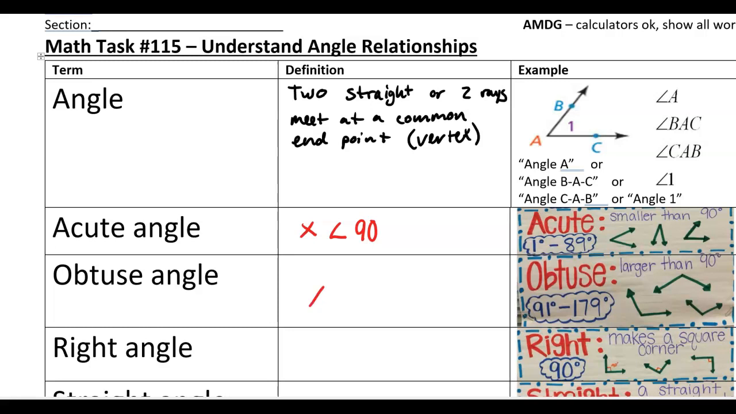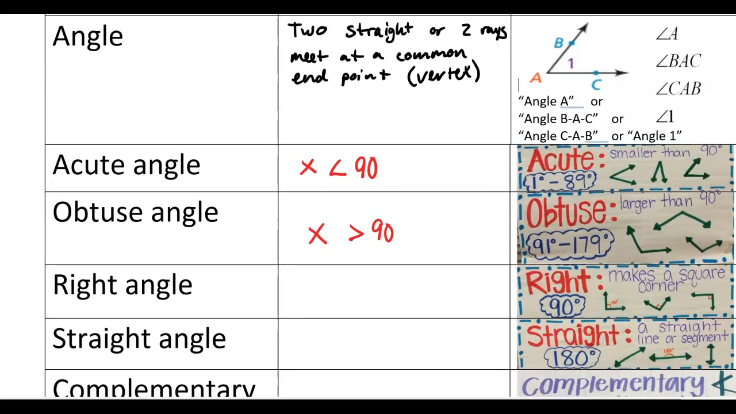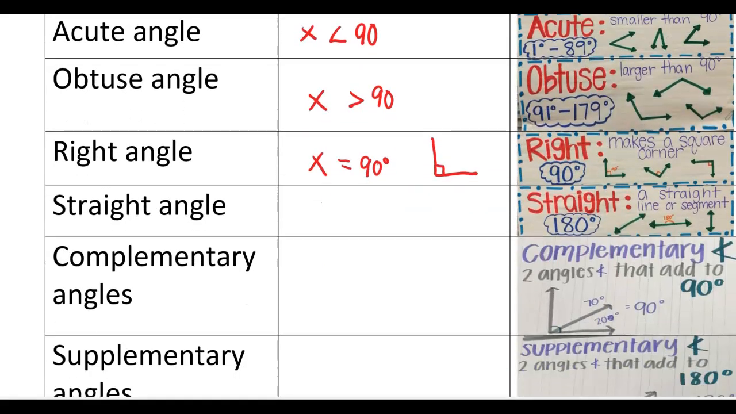An obtuse angle is anything greater than 90 degrees. So 91 degrees or 90.00001 degrees would be obtuse. A right angle is exactly 90 degrees. Can't be a degree more or a degree less. You'll often see it as this kind of box in the corner. A straight angle is exactly 180 degrees, and it often looks just like a line straight across.